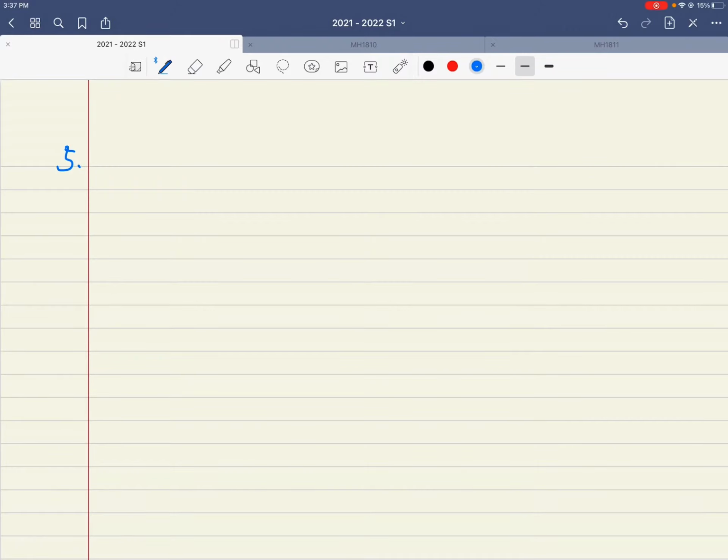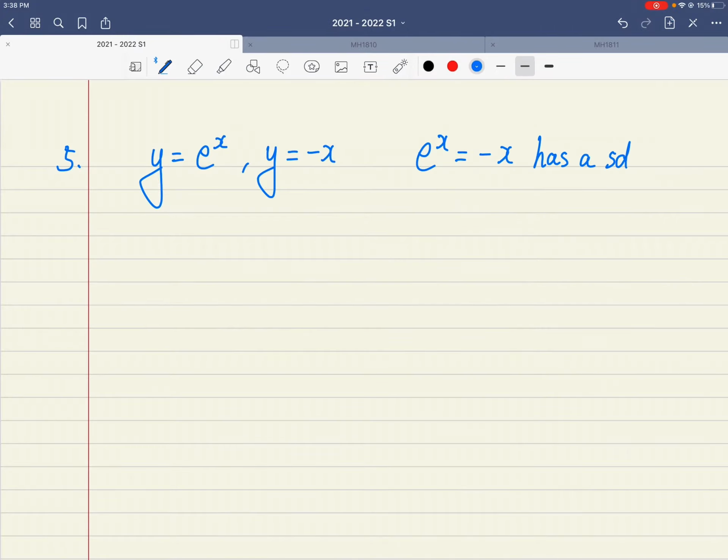About the intermediate value theorem to show that the two graphs y is equal to e to the power of x, and y is equal to negative x, they intersect. So how to show they intersect? They intersect just means that e to the power of x is equal to negative x has a solution, right? These two functions intersect. It just means e to the power of x is equal to negative x has a solution.